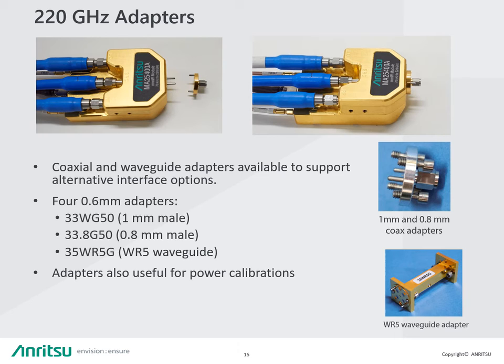So for adapters then, you can adapt the module to other connections such as coax 1 millimeter and 0.8 millimeter, and waveguide WR5 waveguide. And so those adapters are also available that interface directly with the module in order to adapt the module for different applications.